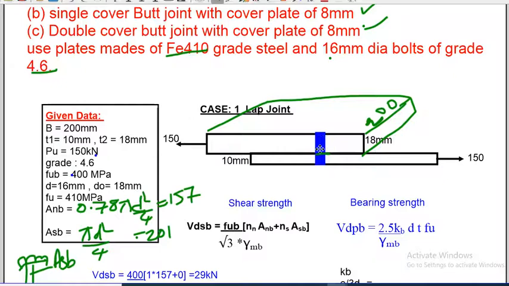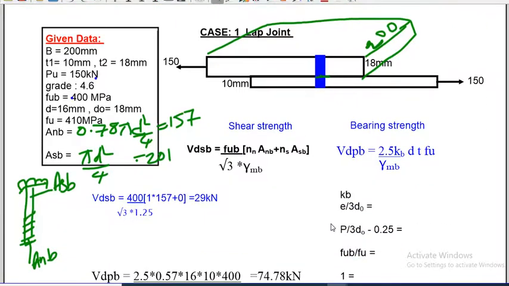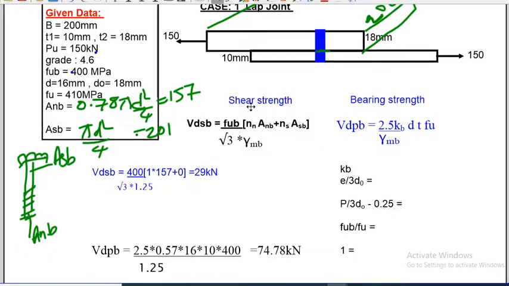So how do we do that? We don't know how many are required. The only question is, we should know how much load one bolt can take. The total load is given as 150. So if we find out how much load one bolt can take, meaning the strength of the bolt, then the total load, 150, divided by the strength of one bolt will give you the number of bolts. That is easier. You know how to find the strength of the bolt. You will find the shear strength and bearing strength, and we will take the least one.